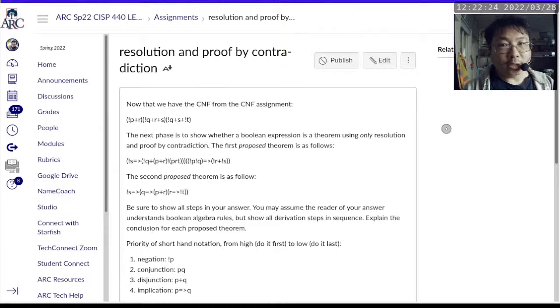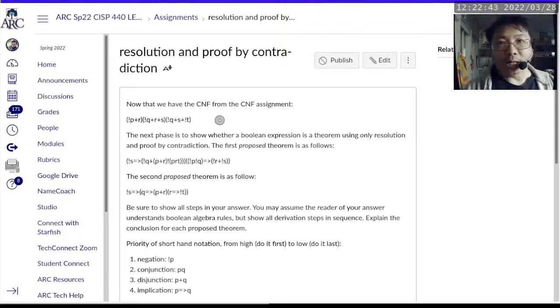You have a week to work on this, so I suggest that you start early because this one is not any easier than the previous one. If anything, it's a little bit more complex than the previous one, but you can reapply a lot of the techniques of the previous one.